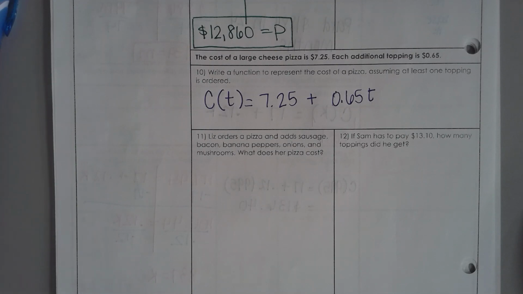Alright, how much does her pizza cost? So it's giving us the toppings. How many toppings is that? There's 5. I didn't actually explicitly list the number 5, but if you count up the toppings, there's 5. So 5 toppings. Do I put that 5 in the front for cost or in for T? T. 5 is a number of toppings, T.